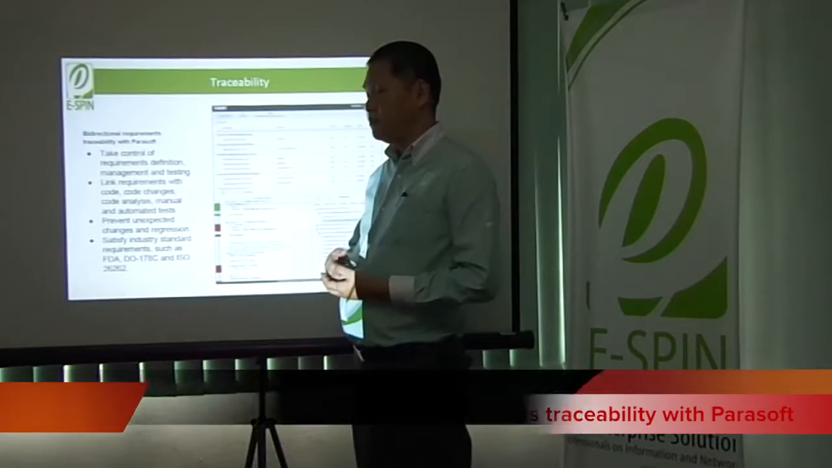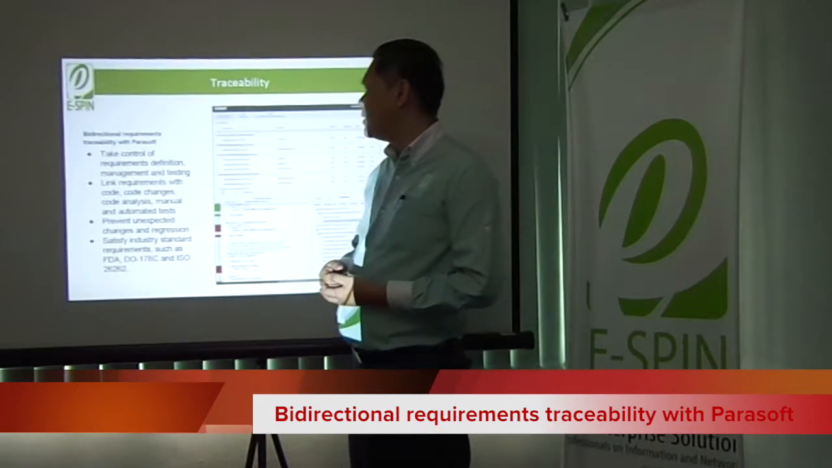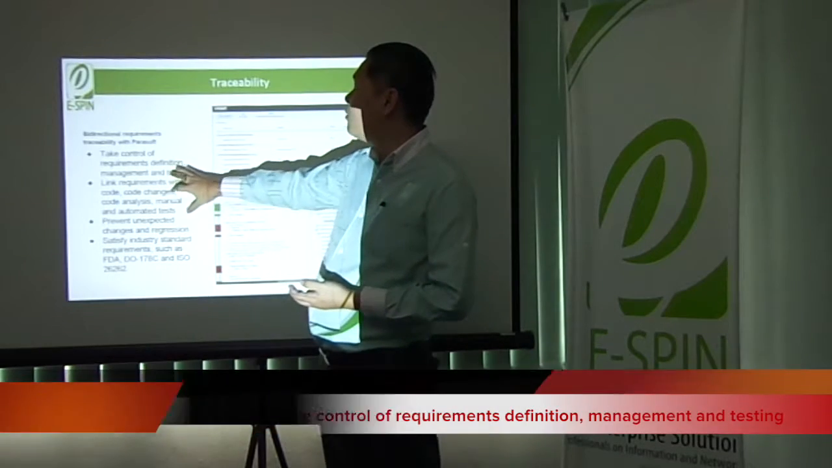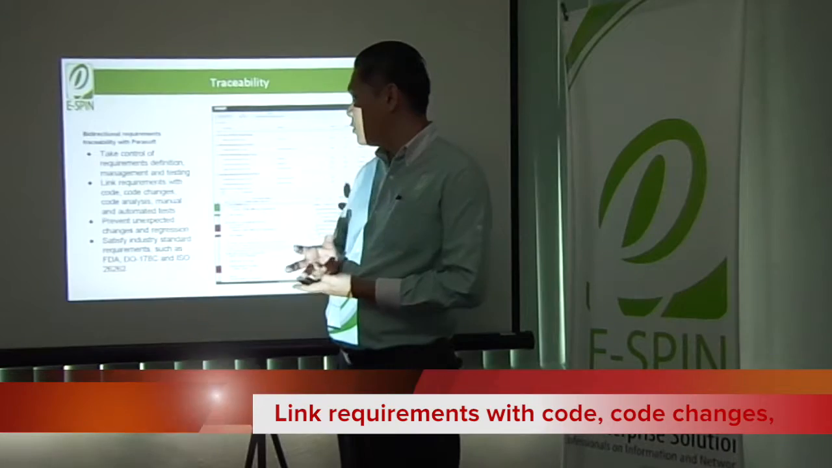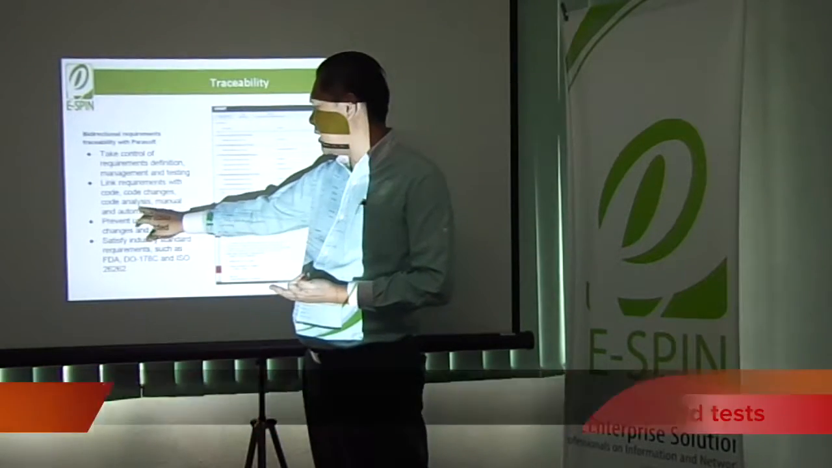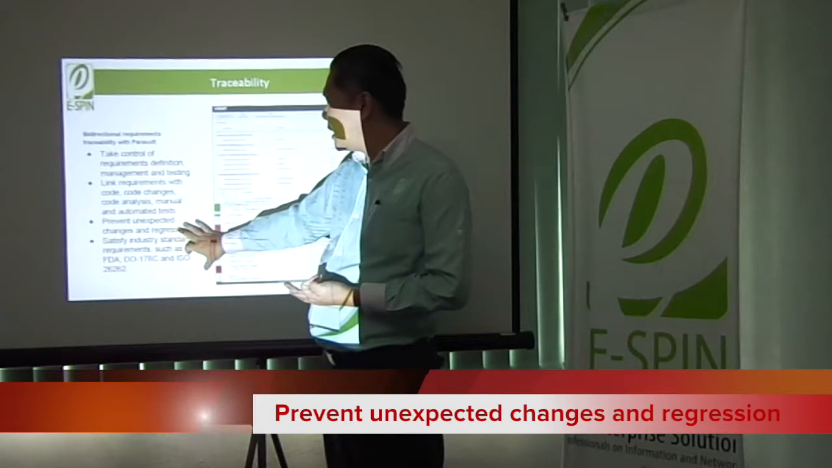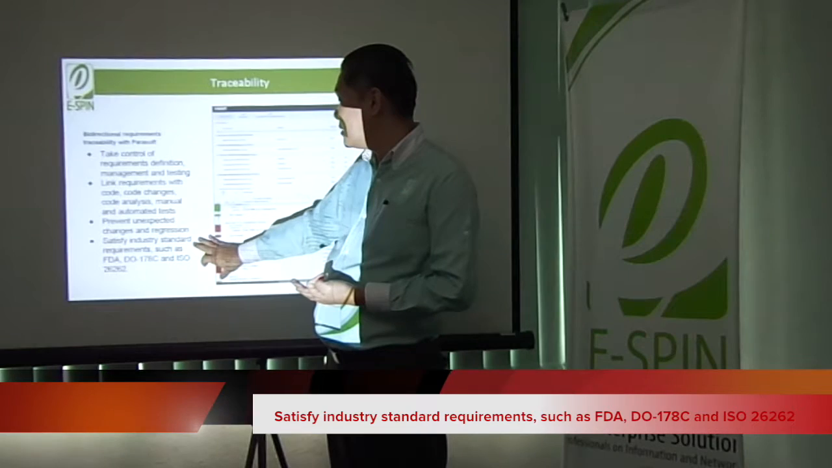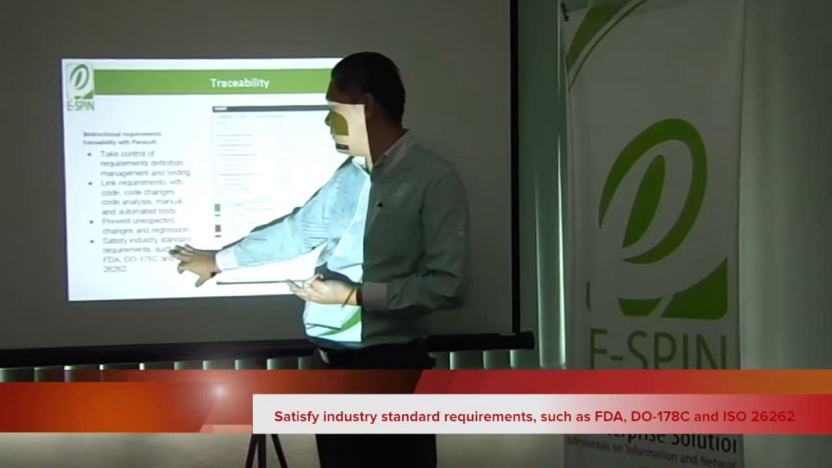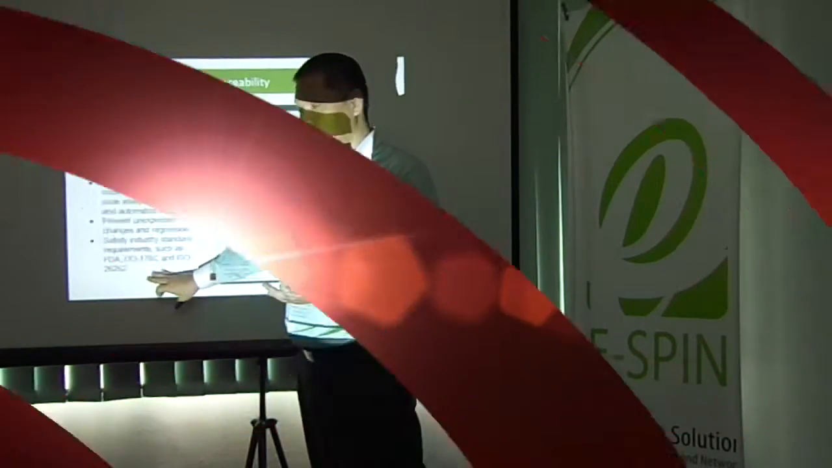Traceability overview. Bi-directional requirements traceability with Parasoft takes control of requirement definition, management, and testing. Link the requirements with code changes, code analysis, and automated tests to prevent unexpected changes and degradation, and certify to industry standard requirements such as DO-178C and ISO 26262.